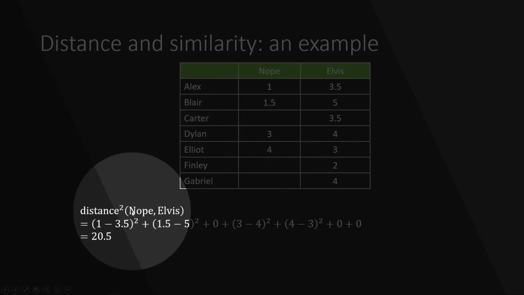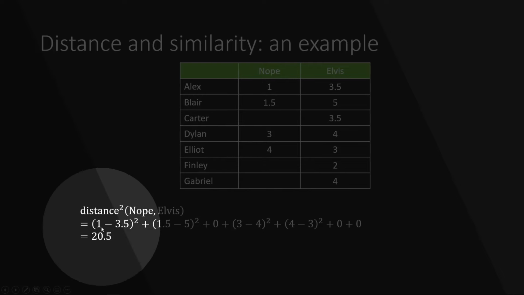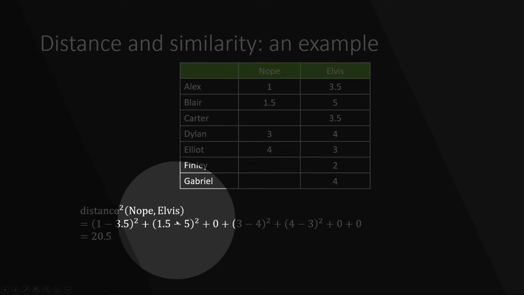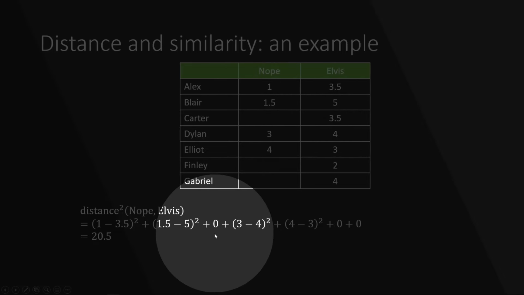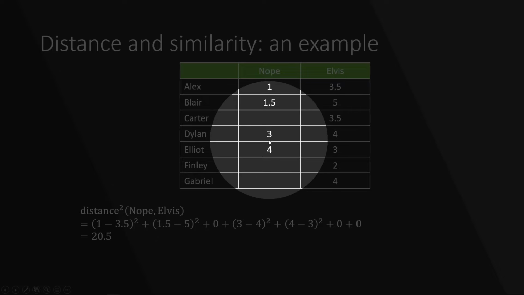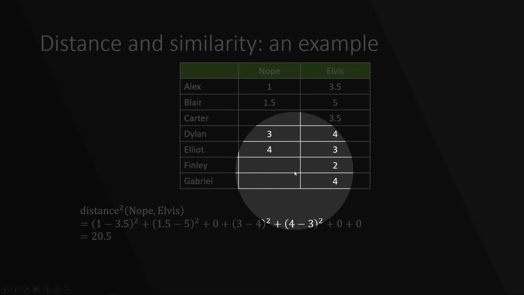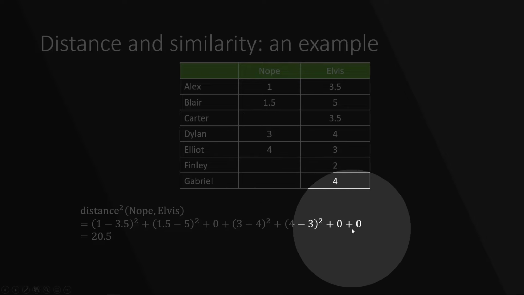So for each pair, we're going to do a difference in their ratings and take a square. Difference, 1.5 minus 5 squared. And here, because Carter didn't rate the movie, we don't have a pair to compare with. It ends up with nothing, so we don't calculate that distance measure, so it's 0. And then we have 3 minus 4, take a square, 4 minus 3, taking a square, and the last 2, again, there's no rating, so they end up being zeros.